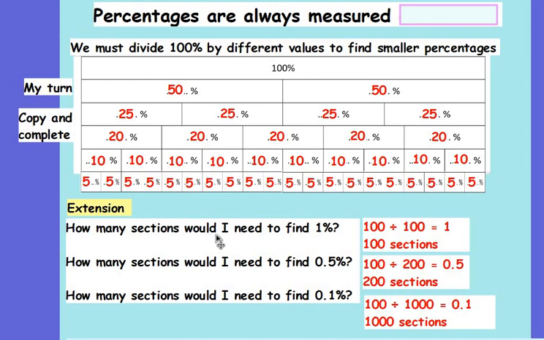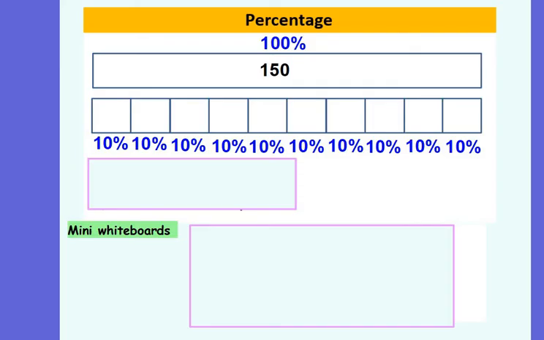How many sections would I need for 1%? I'd need to divide it into 100 sections. To find 0.5%, I'd need to divide each of those sections into 2, so I'd get 200 sections. And for 0.1%, I would need 1,000 sections on my bar model. We're going to use this to work out the percentage of a quantity. So pens down, eyes on me to start with.